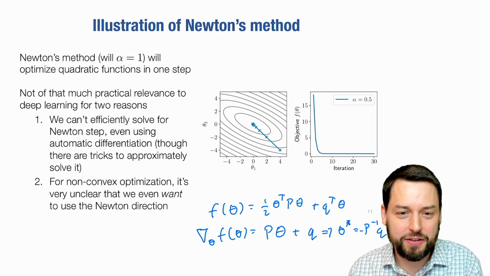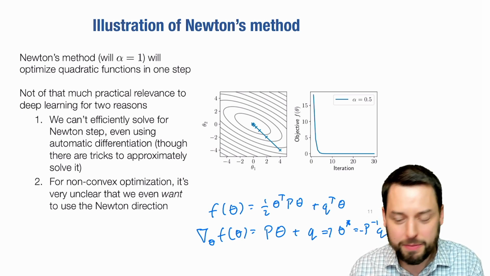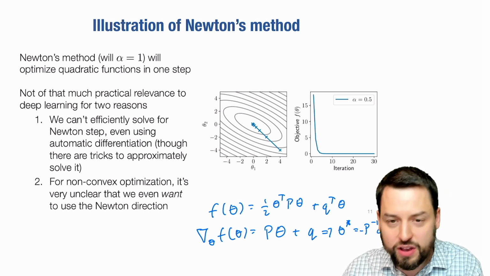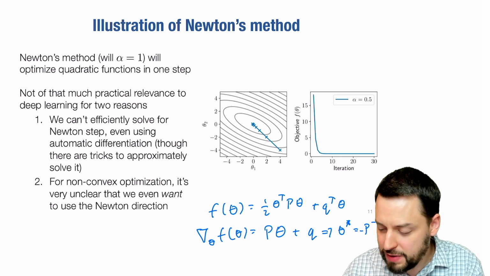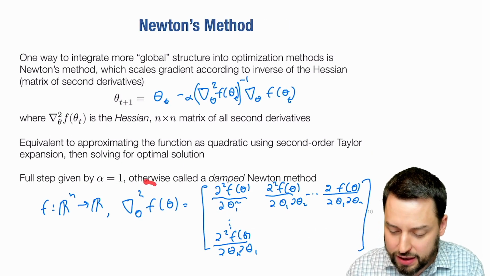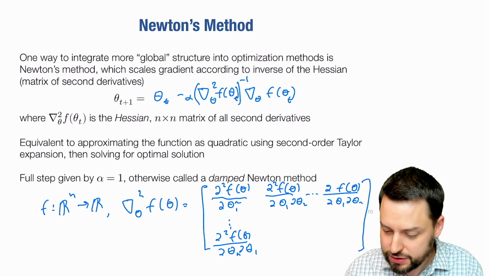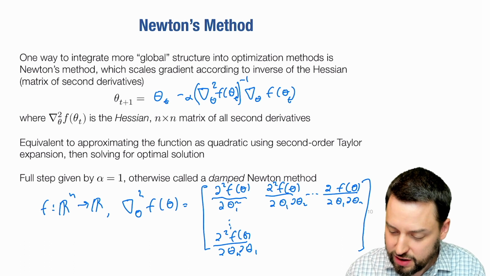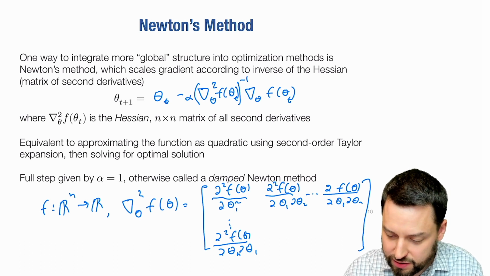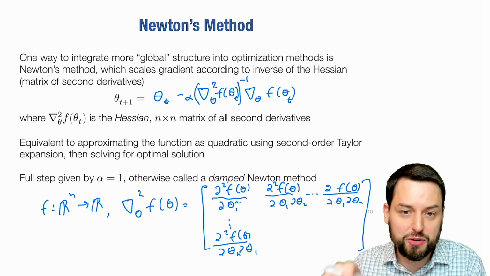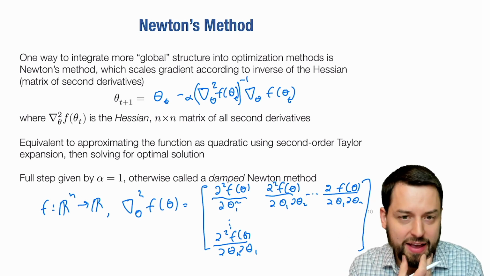The high level point here is the reason why this method is so hard to apply for deep learning. Think about how big this matrix here would be. It's an n by n matrix, because it's the number of rows by the number of columns. The number of parameters by the number of parameters. It's an n by n matrix.